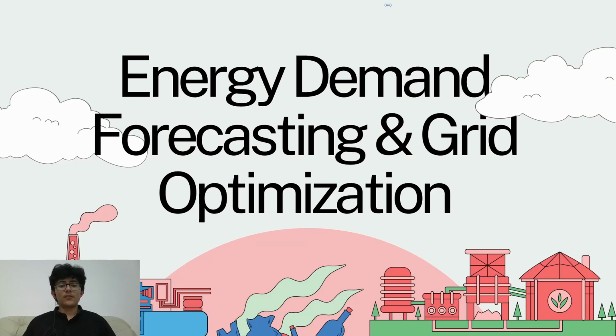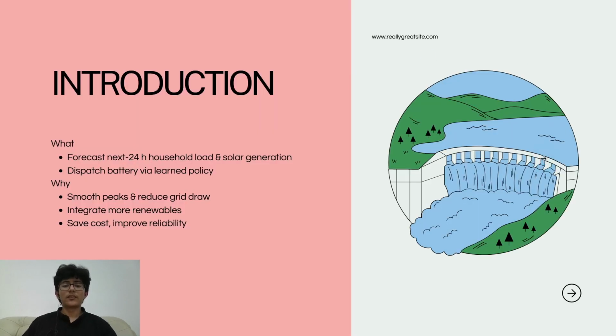Hi, I'm Ali, and I'll be showing you how I built a complete pipeline for energy demand forecasting and grid optimization. Our electric grids are under pressure from intermittent renewables and shifting consumption patterns. My project mainly does two things. It forecasts the next 24 hours of household load and solar generation, and uses a reinforcement learning agent to decide when to charge or discharge a battery to minimize grid draw.